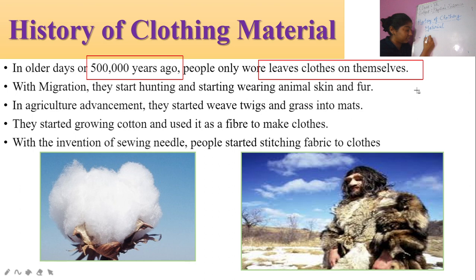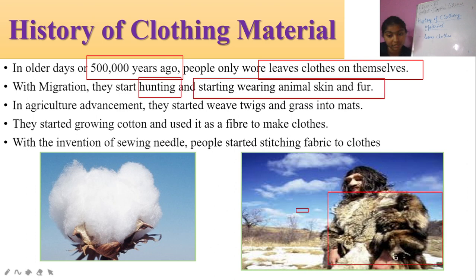Then after some time, with the migration, as people moved from one place to another, they came to know about hunting, shikar. They started wearing animal skin and fur. Here you can see this person is wearing the fur and skin of an animal. Such a beautiful and smooth skin they have, right? So he is wearing it.